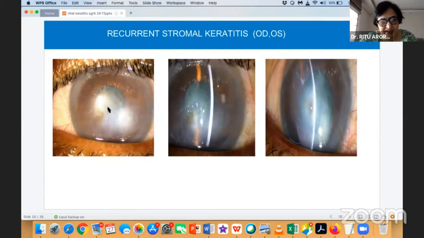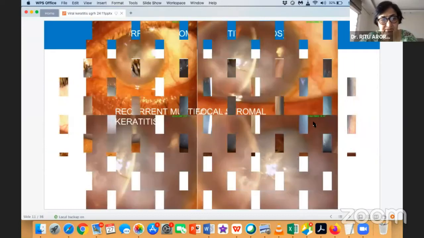In recurrent stromal keratitis, we've had cases which present with edema, and then 2-3 months later they come to us saying that their vision has gone down. I have plenty of these bilateral patients following up with me. When you look at the eyes, one eye may have edema, while the other eye has just a simple corneal scar. This is the fellow eye of the same patient, where you can see the slit through different areas, and there is a fusiform edema over there.